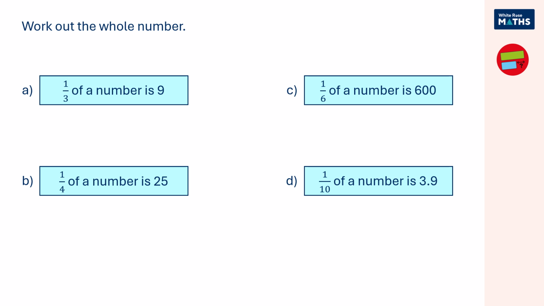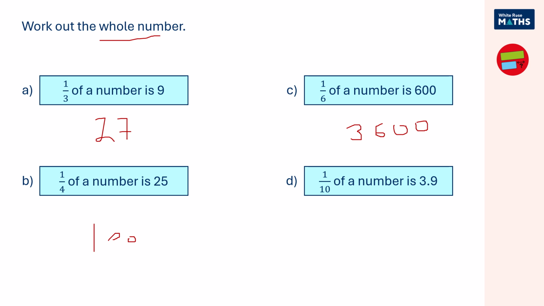Next part, work out the whole number. 1/3 of a number is 9. So we do 9 divided by 1 and then times it by 3. I'll give you 27. If I'm getting a bit fast now, a quarter of a number is 25. So that's going to be 100. 25 times 4 is 100. A sixth of a number is 600. That'll be 3,600. So we do 600 times 6 to work out the original.